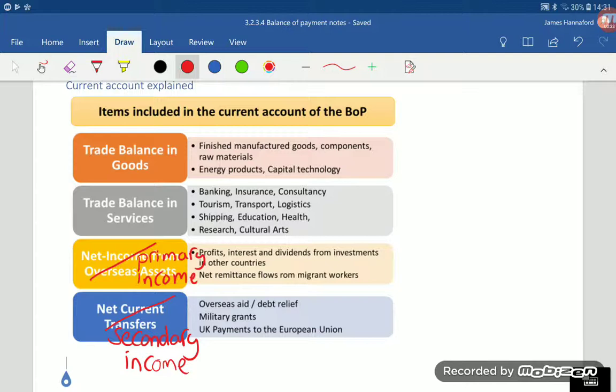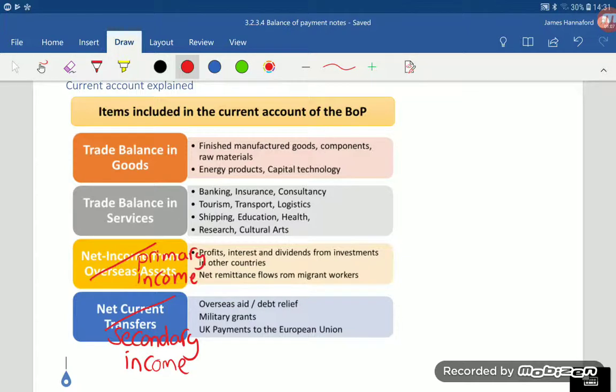Okay, so trading goods is relatively self-explanatory. It's the trade in visibles. So that could be manufactured goods, components, raw materials, energy products, capital, technology. And it should be noted consumer and capital goods. Trade balance in services refers to banking, insurance, consultancy, tourism, transport, etc., education. And these are invisibles, these services. You cannot see them.